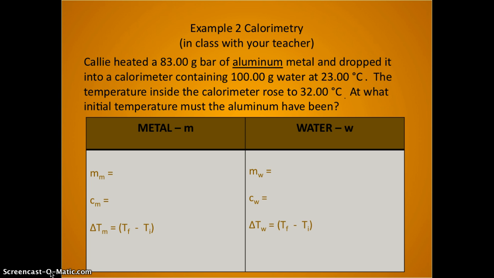Now go ahead and fill in your data here. Make sure that you're writing the correct units. Make sure you're keeping the metal straight and the water straight. Now, in terms of the delta T, it's asking you to solve for initial temperature. As with the specific heat problems, though, remember you're going to have to solve for delta T of the metal first, so keep that in mind. If you want to pause here and make your list, that's great.